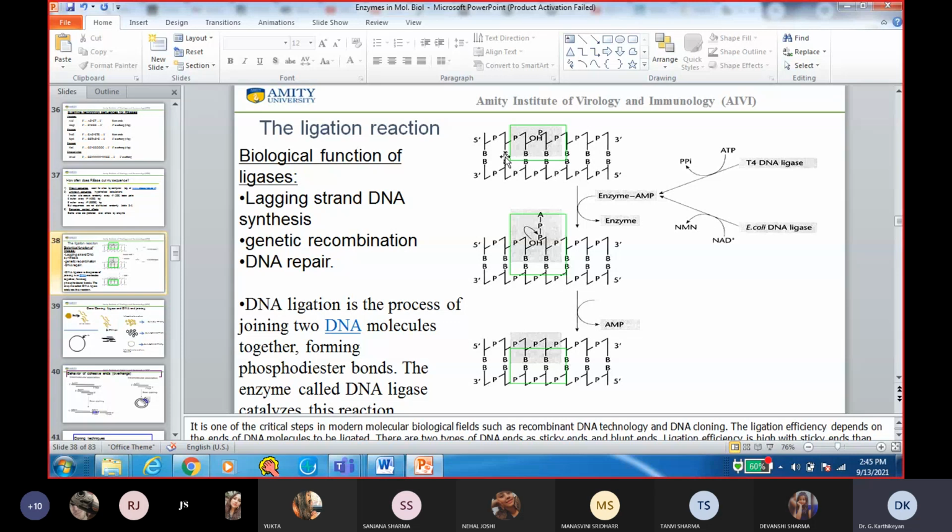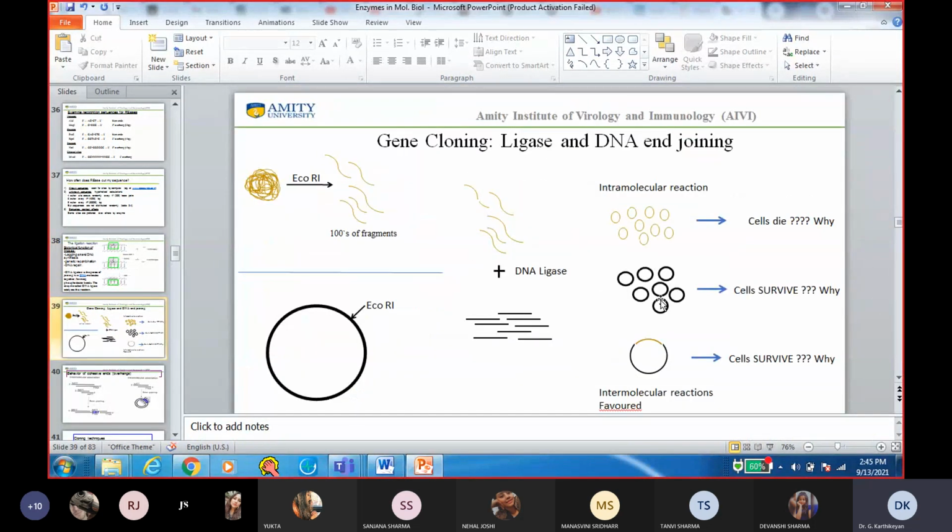So typically when you treat linearized vectors with alkaline phosphatase, this probability comes down. And the probability of these two joining becomes higher because this will carry the phosphate group and these will carry the hydroxyl groups, and so the probability of the intermolecular reaction becomes much higher. Is that clear? Can we move forward?